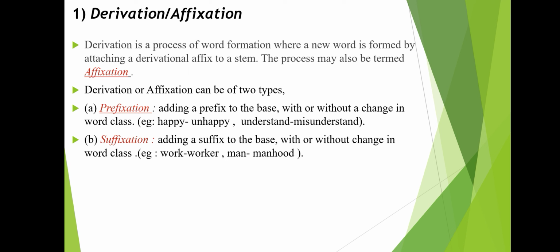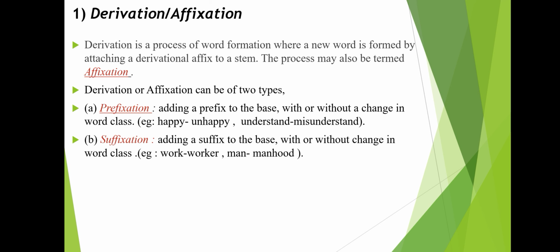For example, the word worker. How does it become worker? When the suffix er is attached to the stem or the word work, it becomes worker. Work plus er, it becomes the word worker. Another example is manhood. How does manhood form? When the suffix hood is added to the word man, that is man plus hood, it becomes the word manhood. It is by adding a suffix to the stem. So this is suffixation.